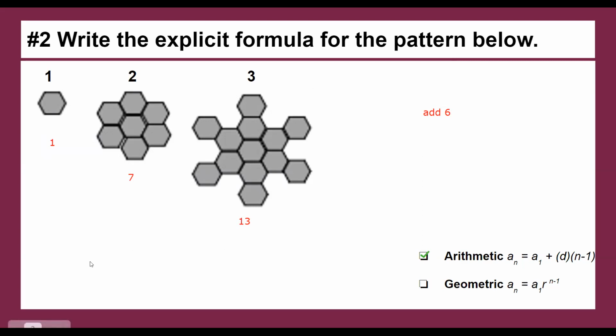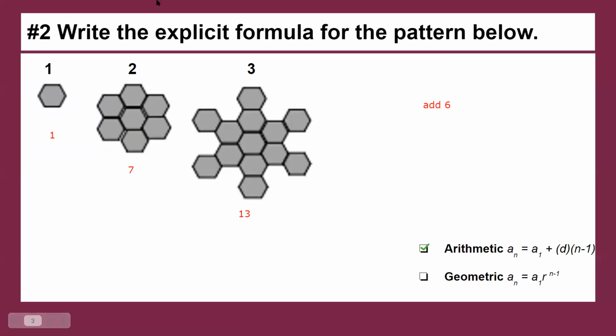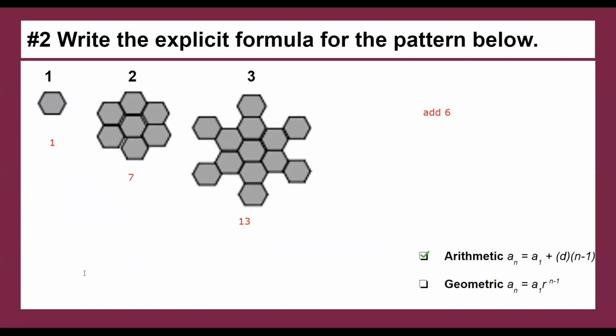So let's build the function. We're going to start with a of n, and that's equal to the first term, which has a value of 1, plus our common difference. We're adding 6, so it's going to be 1 plus 6 times n minus 1. Let's take a look at another one.